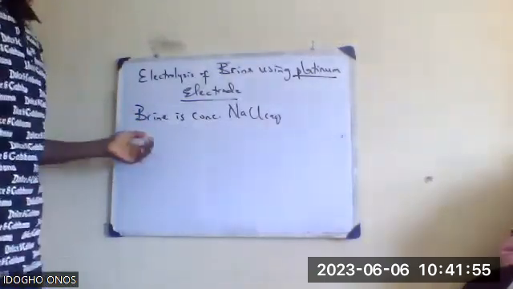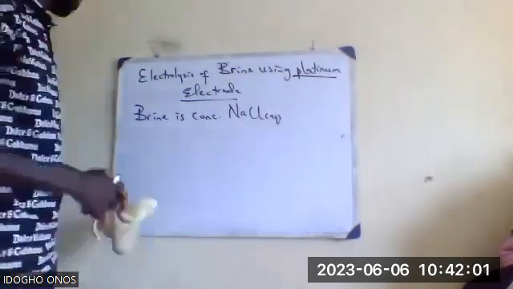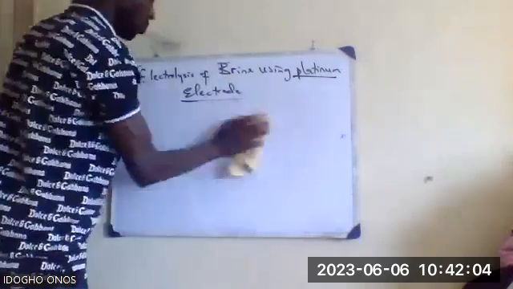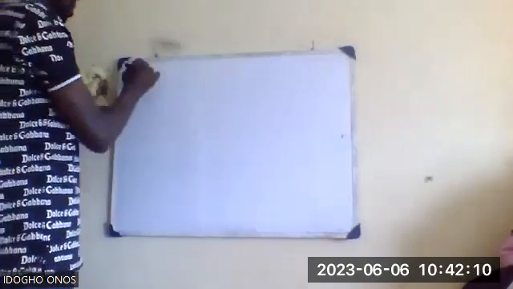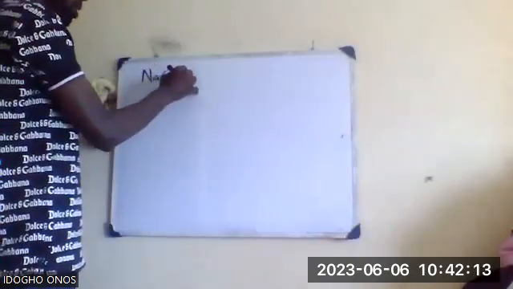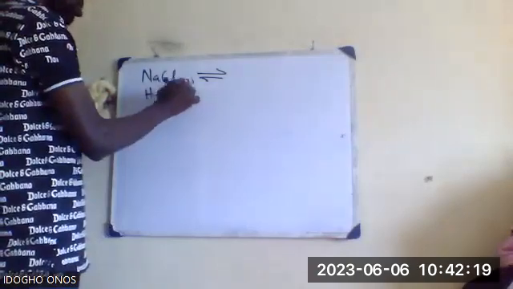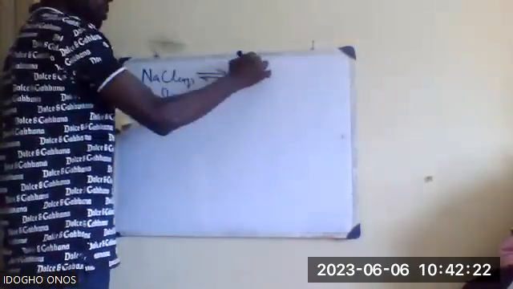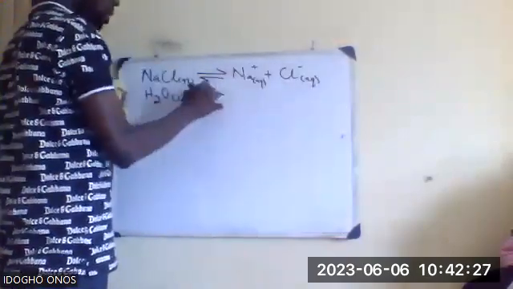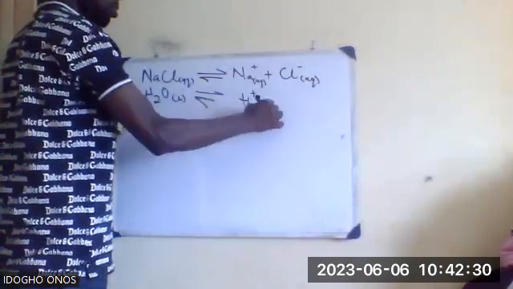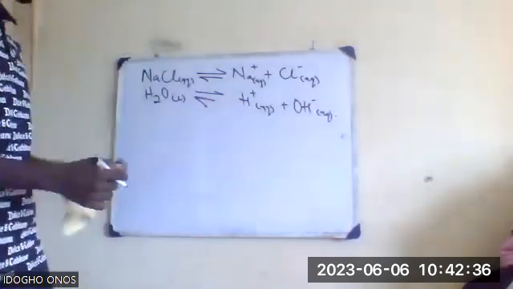Having said the solution is a concentrated sodium chloride, what we are going to look at now is ionization of the solution. So we have NaCl, which is sodium chloride aqueous. I also have water. Sodium chloride will ionize to give you sodium ion and a chloride ion, all aqueous. Similarly, you have hydrogen ion and hydroxyl ion, aqueous. So this is what you will get.